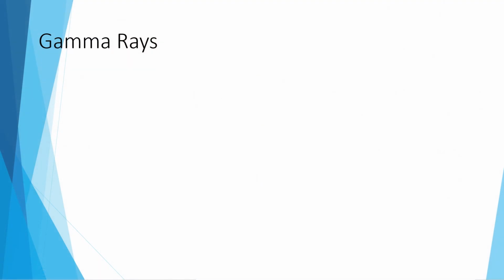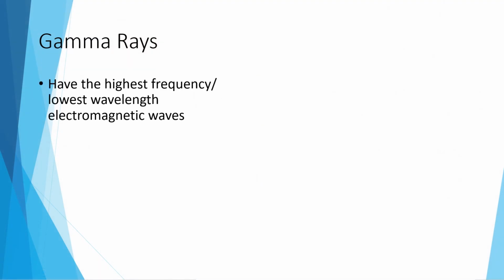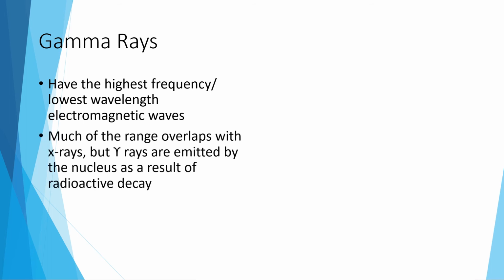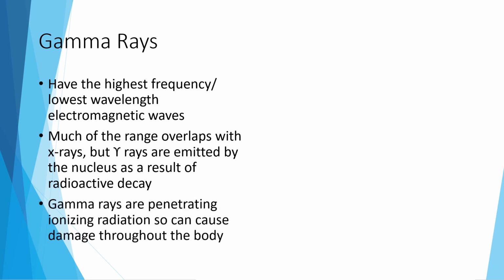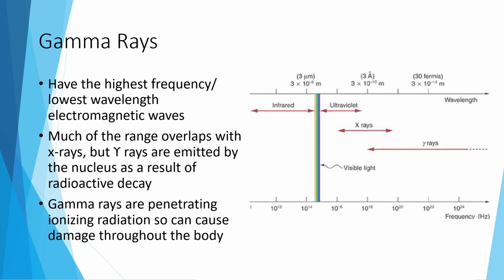Gamma rays have the highest frequency of electromagnetic waves. They are produced by electromagnetic radiation emitted by a nucleus. X-rays and gamma rays are distinguished somewhat arbitrarily. In the past, wavelengths smaller than the arbitrary value of 10 to the negative 11th meters were considered gamma rays. Now they are distinguished by their source. X-rays are emitted by electrons, while gamma rays are emitted by the nucleus, often due to radioactive decay of atoms.